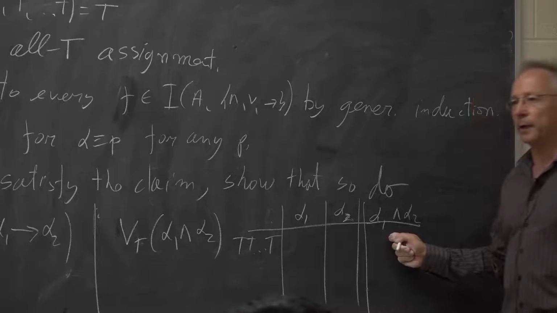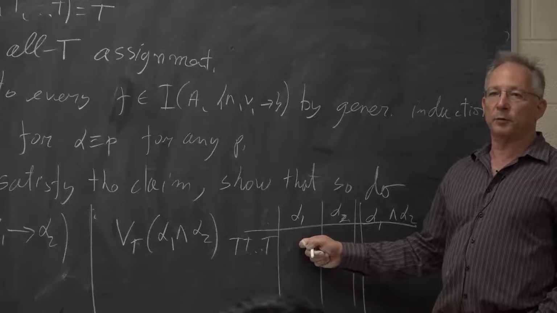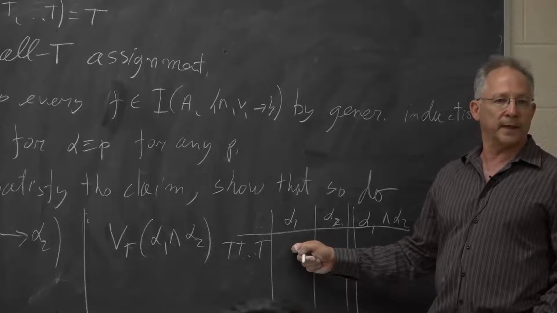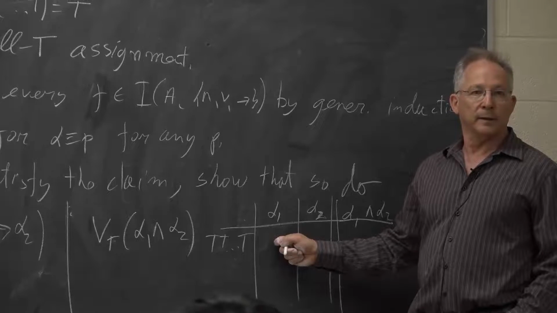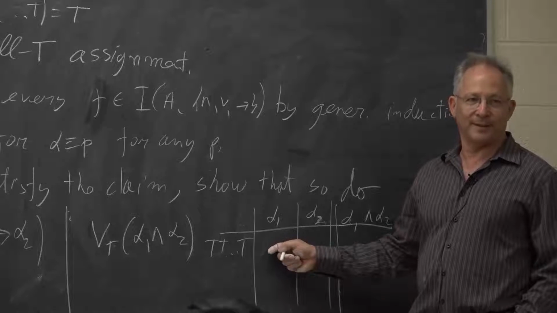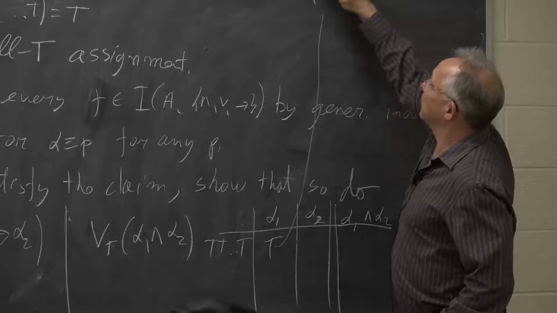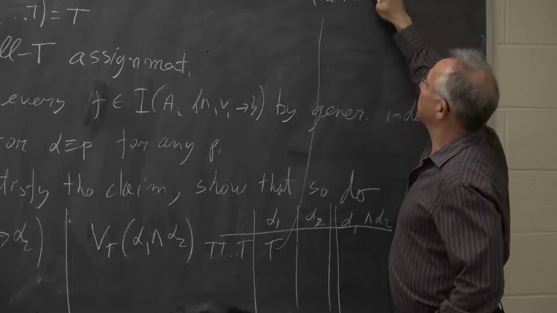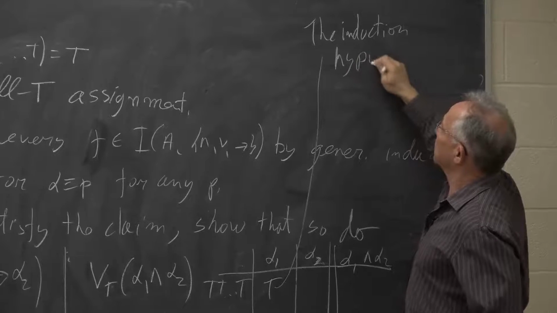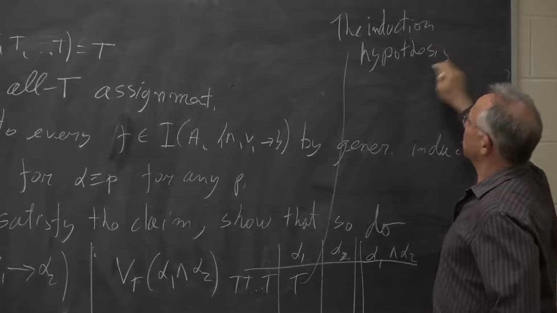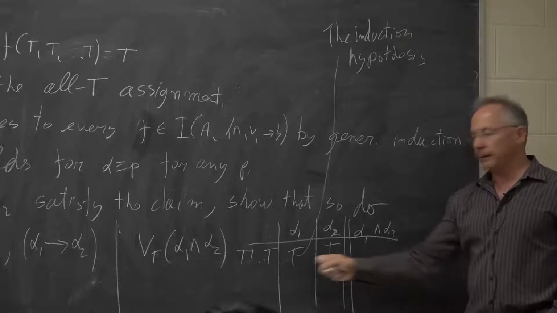And I want to see what will happen here. What will be the truth value of alpha 1 under the all-true assignment? How do I know it? Not the base case, the induction hypothesis. So this is exactly the induction hypothesis, and this is also the induction hypothesis. So I'm using the induction hypothesis.